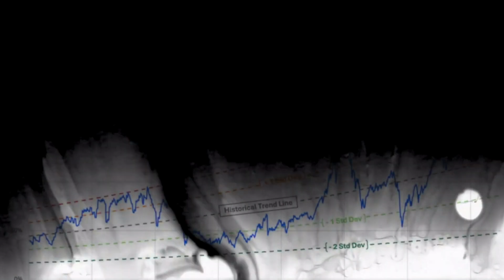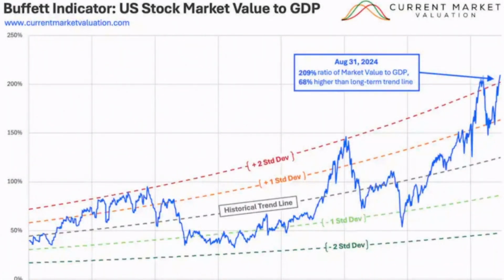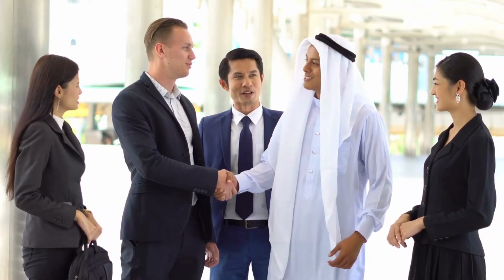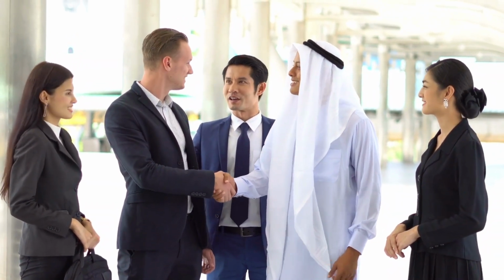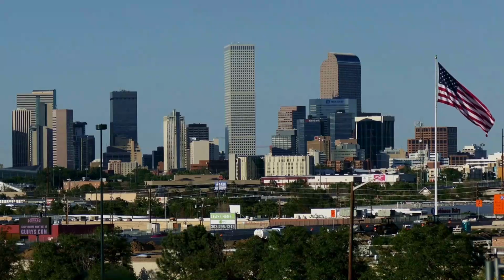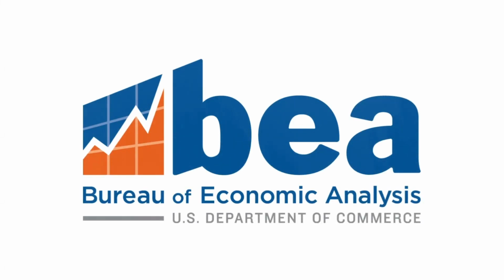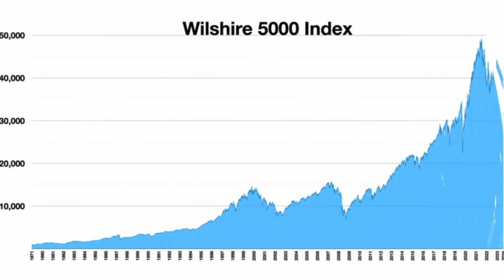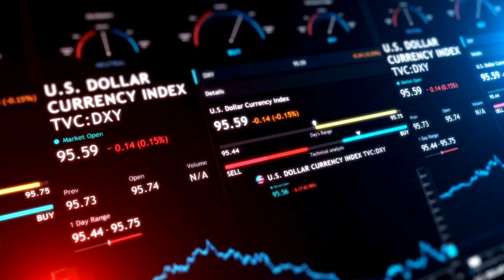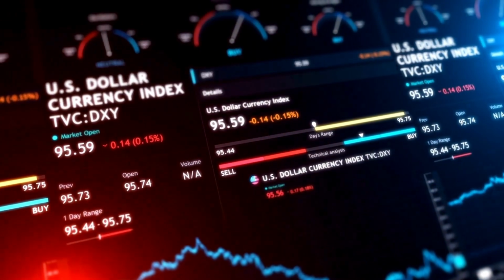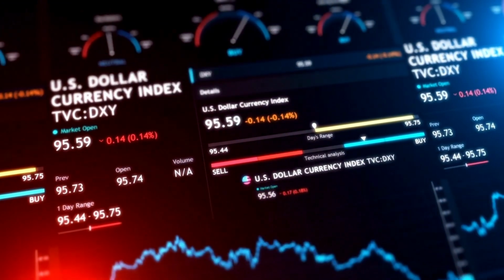The Buffett Indicator mainly uses the Wilshire 5000 index to capture the total market capitalization of the U.S. stock market. This index is then compared to the U.S. GDP, which is published quarterly by the Bureau of Economic Analysis, BEA. The Wilshire 5000 index includes almost all stocks traded in the U.S., providing a comprehensive picture of market size.